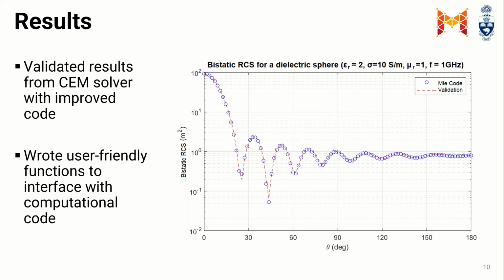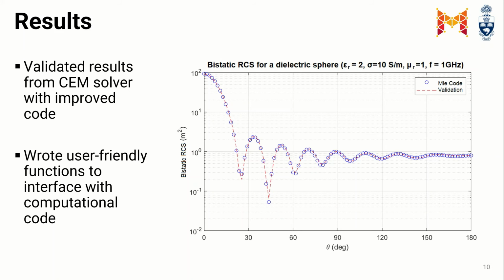Now, to ensure that the modified code remained accurate after my changes, the results from the analytic Mie code were compared to a numerical solver in a variety of test cases. The numeric solver was independently validated against commercial tools, so that the results are trustworthy. And the plot here shows very good agreement between the code I was modifying in blue dots and the numeric validation results in red dashes.